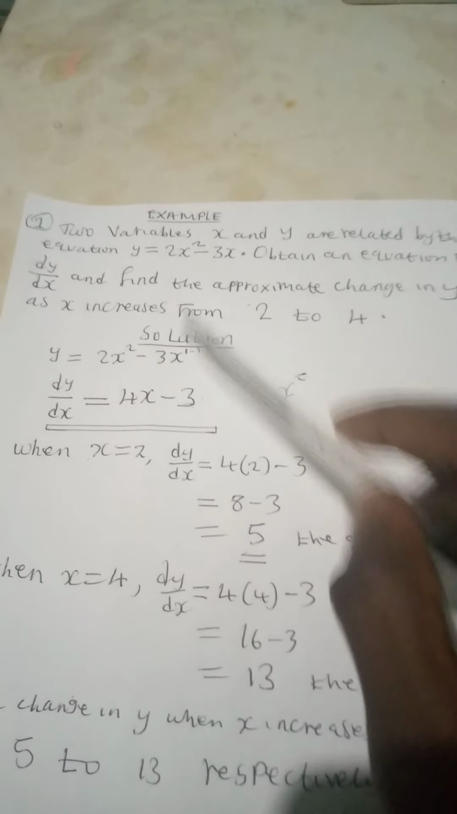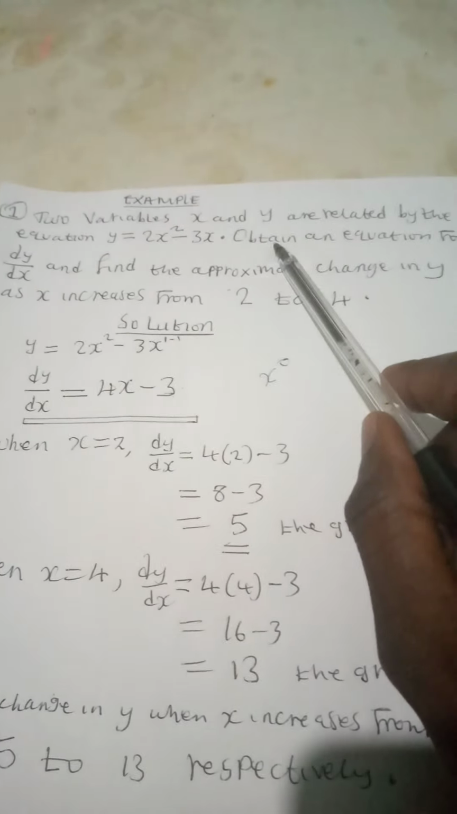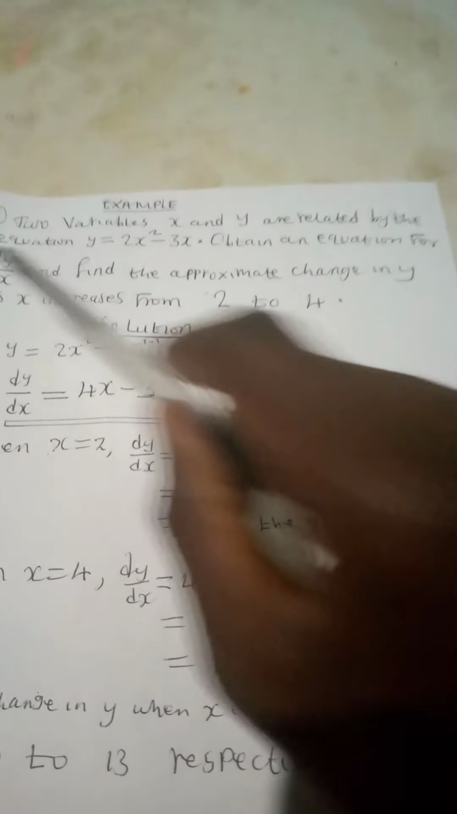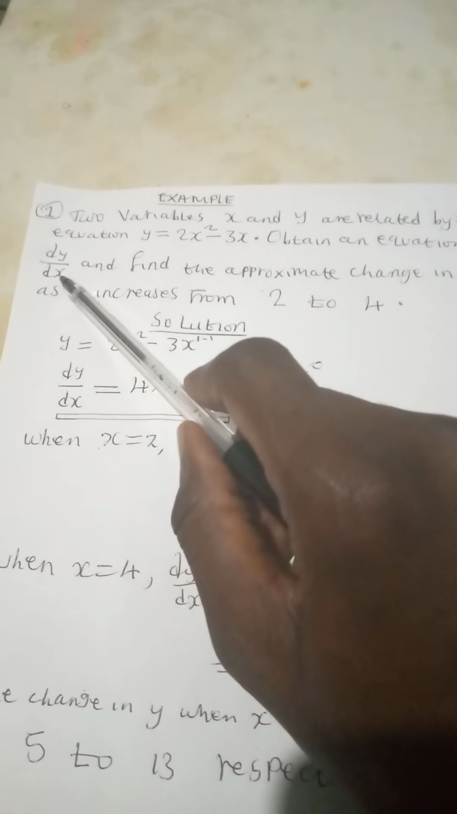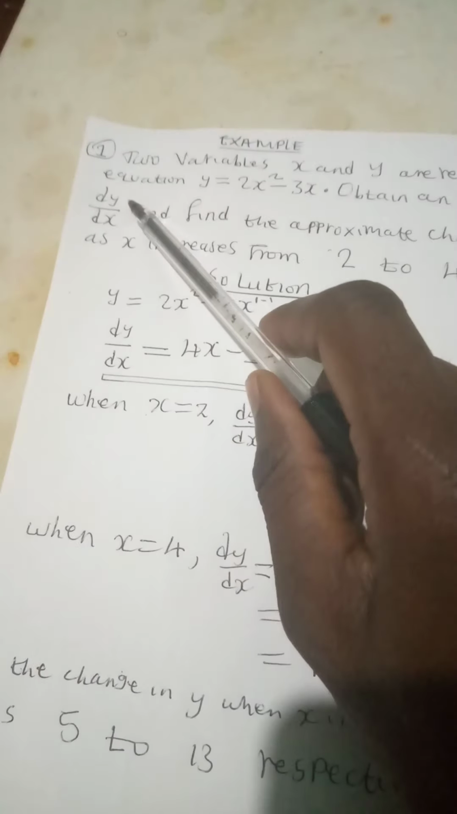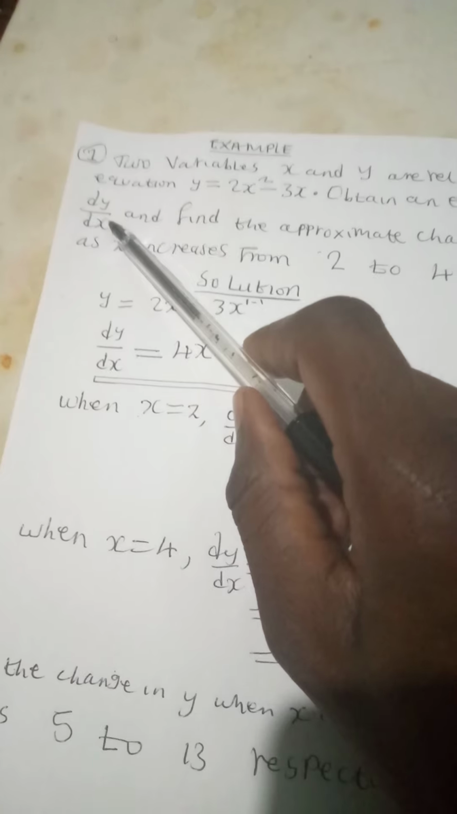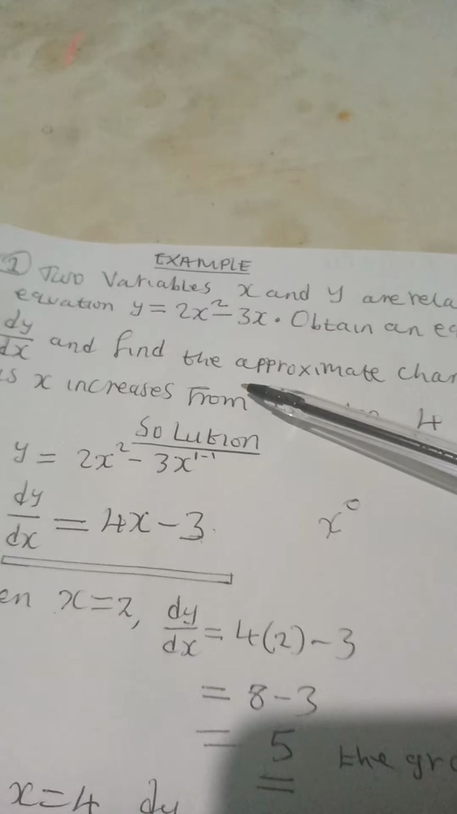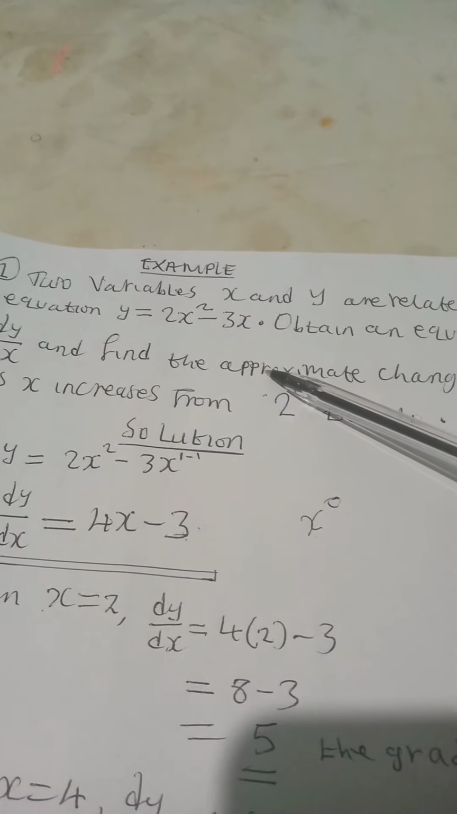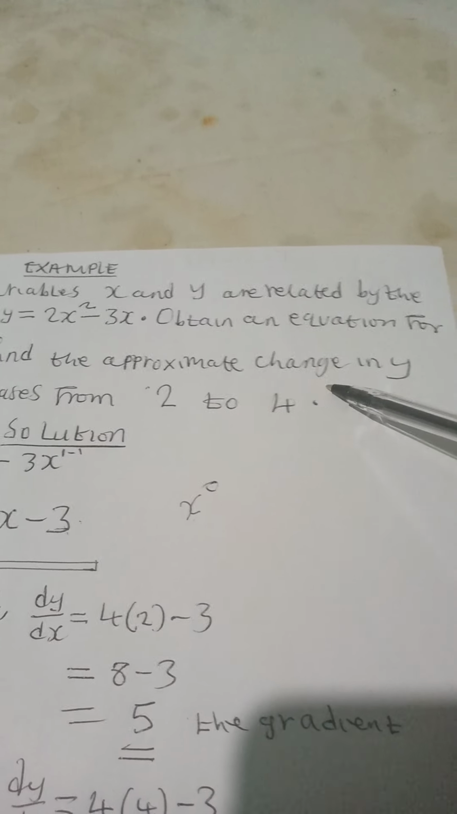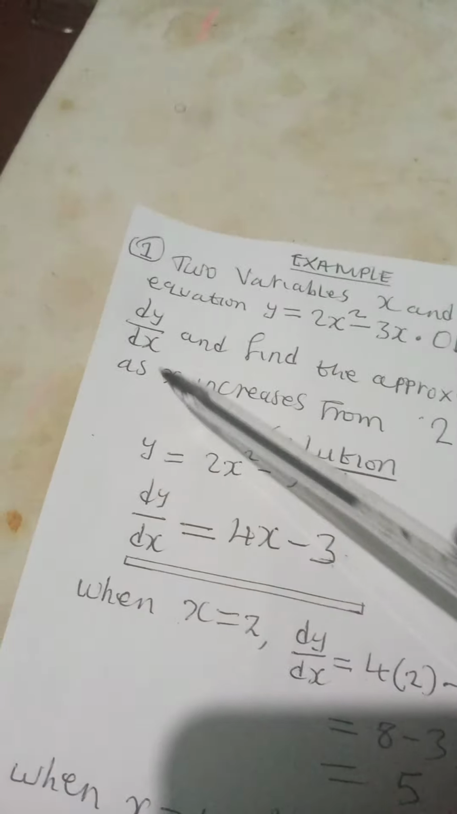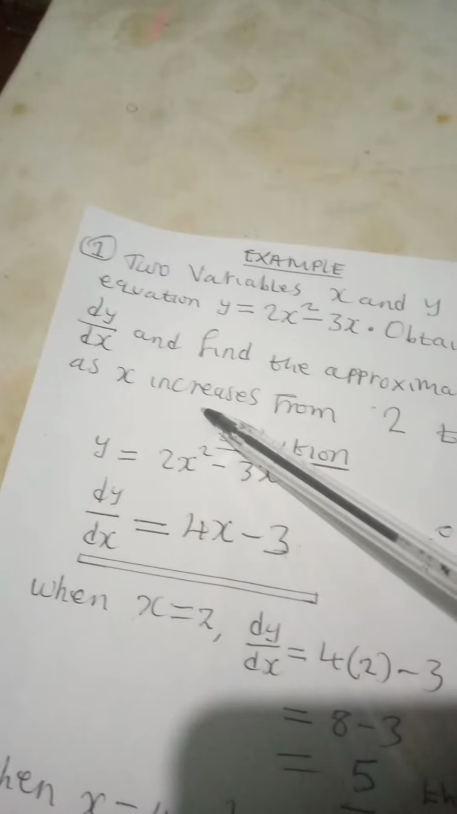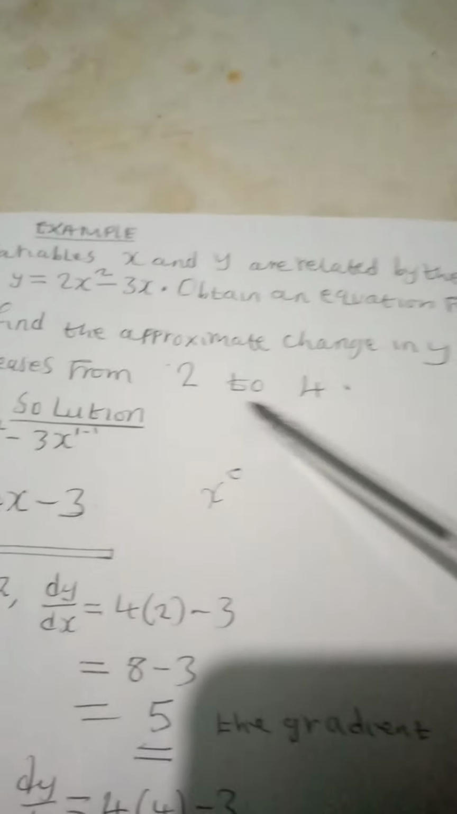So we have answered the first part, which says obtain an equation for dy/dx. Now we look at the second part of the question, which says, and find the approximate change in y as x increases from 2 to 4.